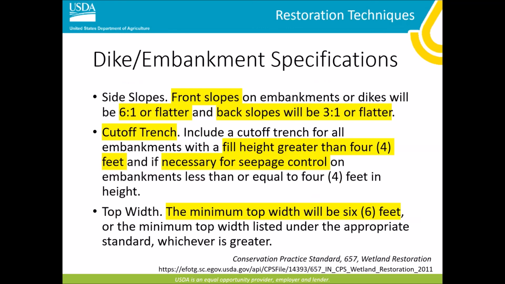Next slide. So, kind of putting some specs on it: 6-to-1 on the front slope and 3-to-1 on the back slope is something that we try to maintain, and the back slope is kind of downstream. Cutoff trenches are very important. Our spec requires 4 feet if the height of the embankment is 4 feet. I highly recommend putting a core trench on all earth fill embankments to prevent any seepage through them. And lastly, 6-foot top width is really the minimum top width we want on these dikes, bigger if possible. Next.